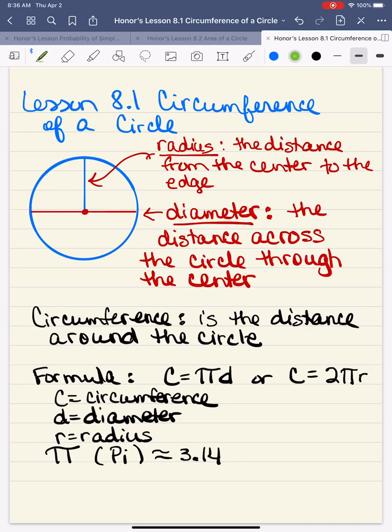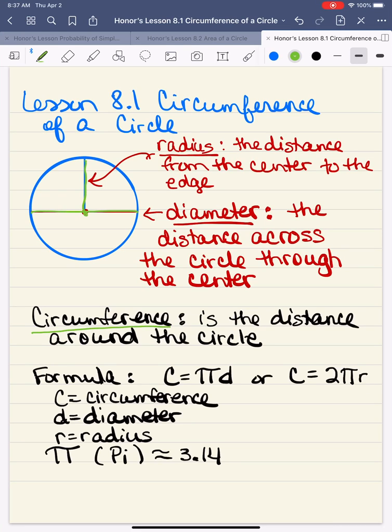This is lesson 8.1 on finding the circumference of a circle. First we're just going to review some parts of a circle. The radius is here, and that's the distance from the center to the edge. The diameter is the distance all the way across the circle. It has to also go through the center.